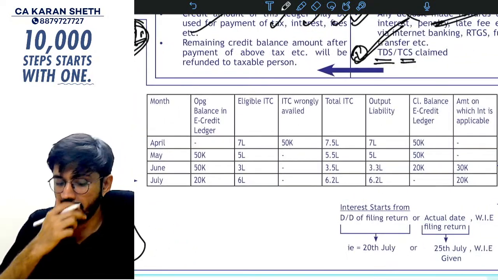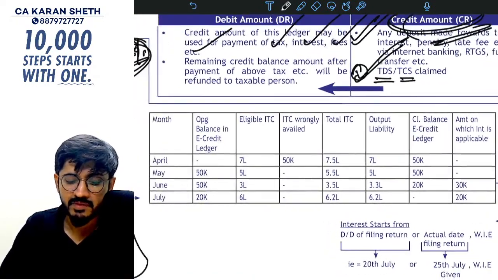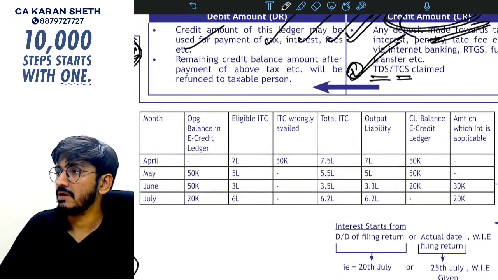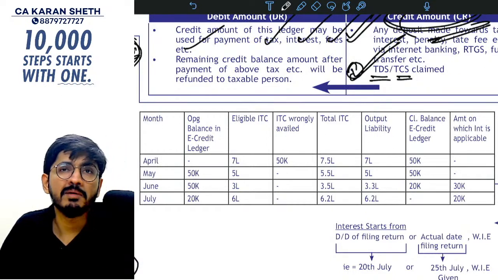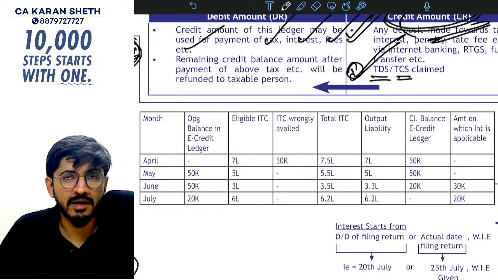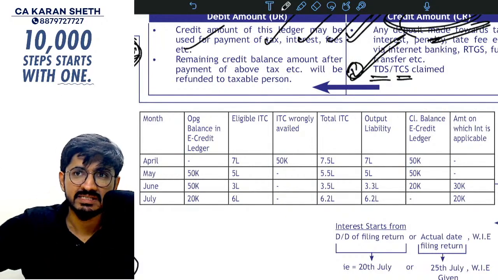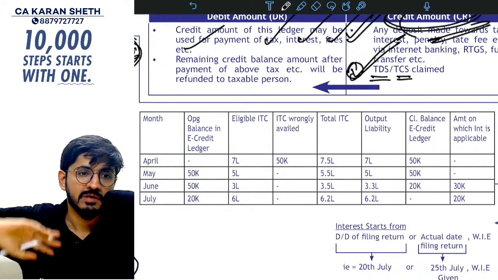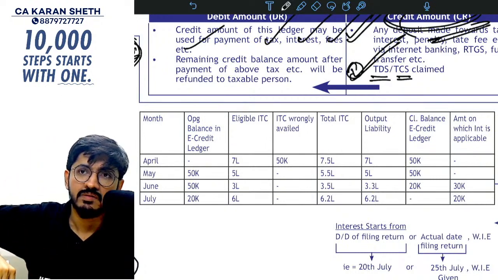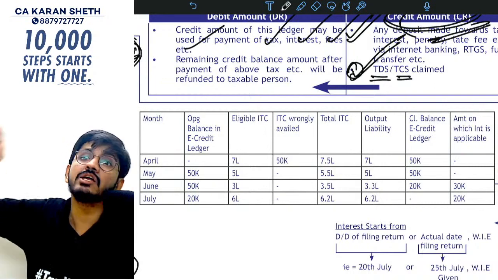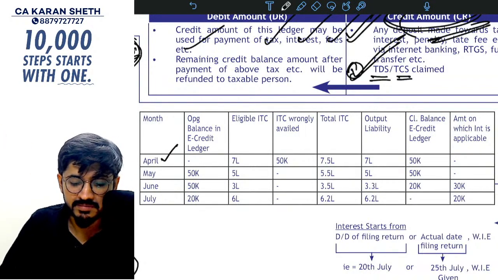So for example, ITC is wrongly availed. What does that mean? So let's say you have purchased a motor vehicle for employee and you thought it's a business expense, so you took ITC, but actually for a fact 17.5 blocks that. So have you taken the ITC? Yes. But are you eligible for ITC? No. So what happened? Let's do April month.